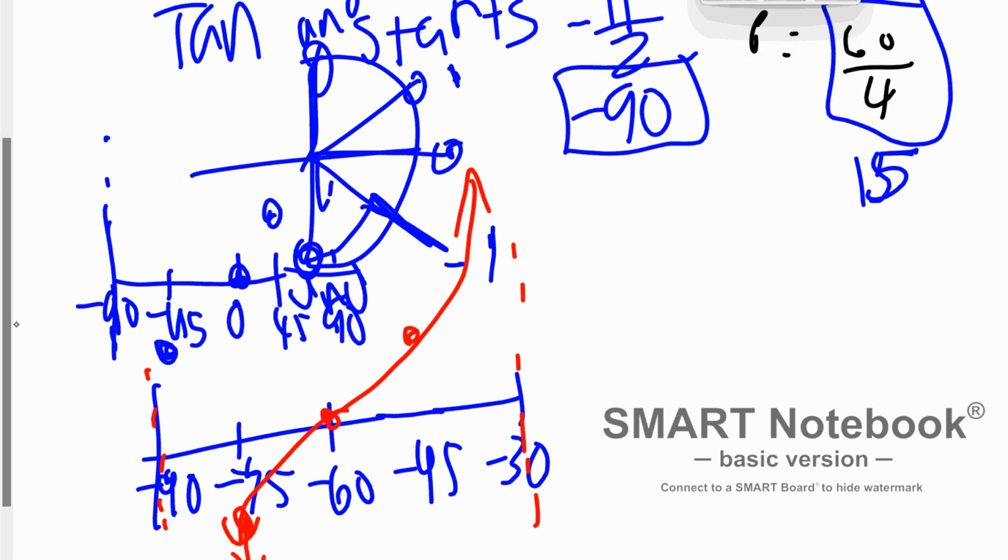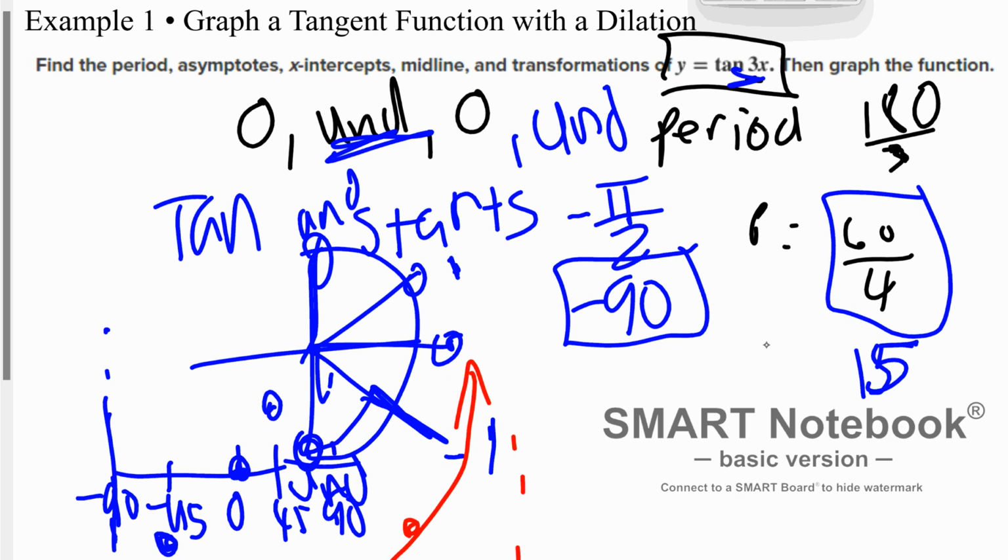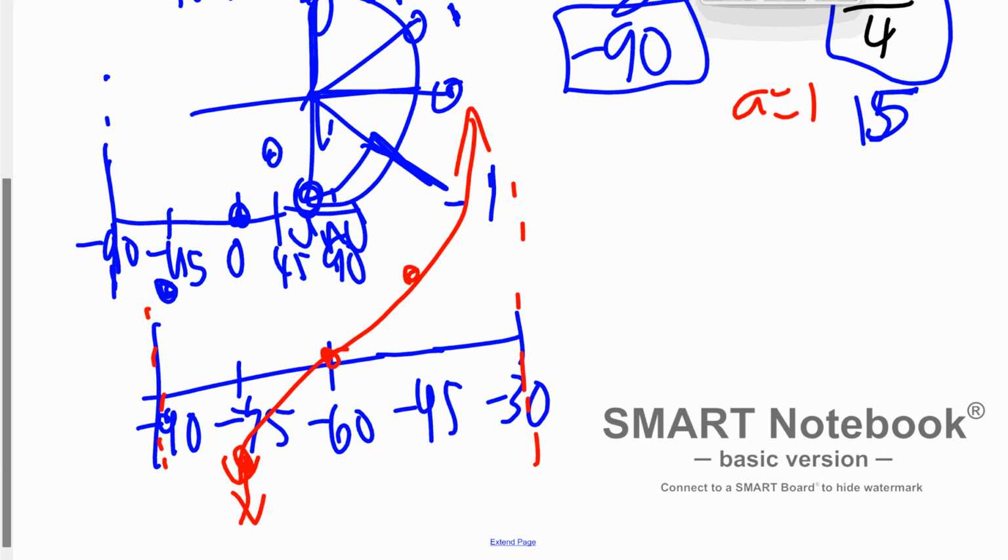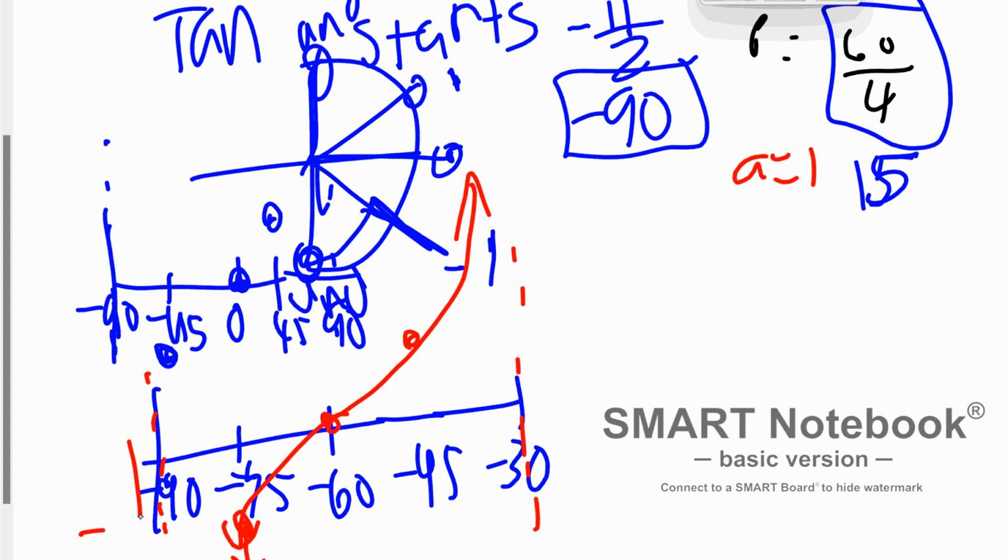And then we can see we have no amplitude. Our amplitude is 1. So that means this is going to be just negative 1 here, positive 1 here, and 0 in the middle. And that's what our graph looks like for tangent.